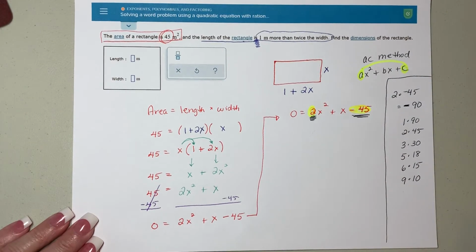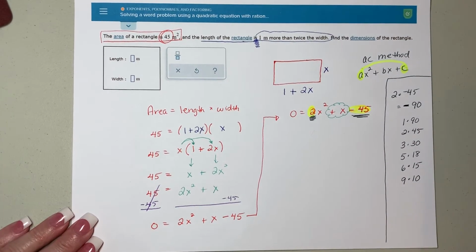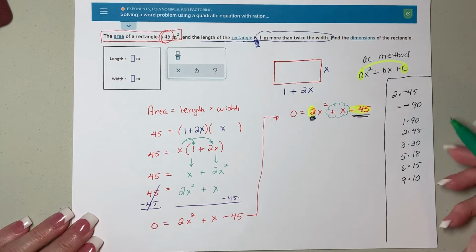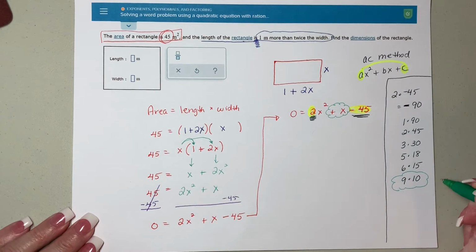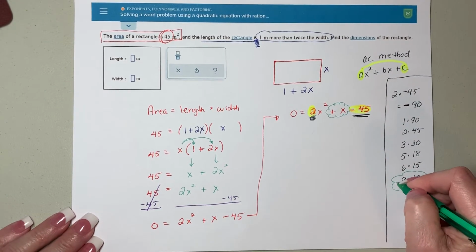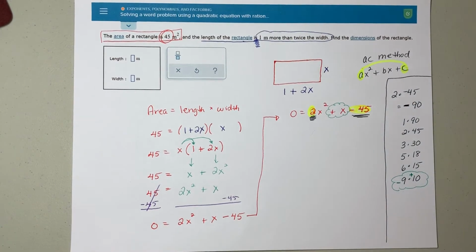And it has to add up to the middle term of positive 1. So I'm looking for the pair that has a difference of 1. That would be 9 and 10. And since I need a positive 1, I'm going to make the 9 the negative and the 10 the positive.